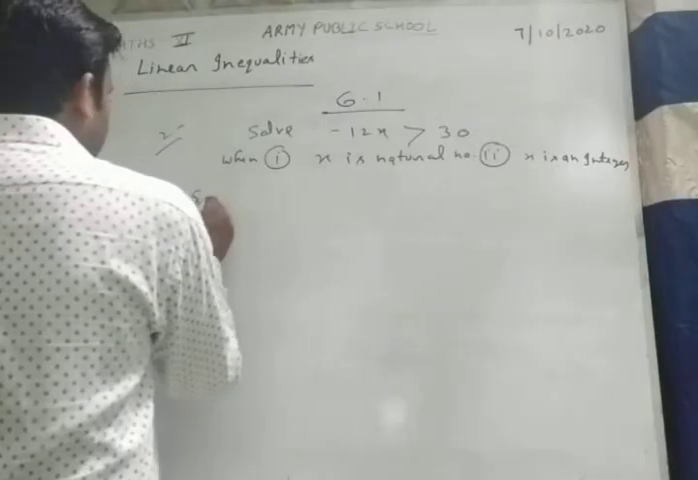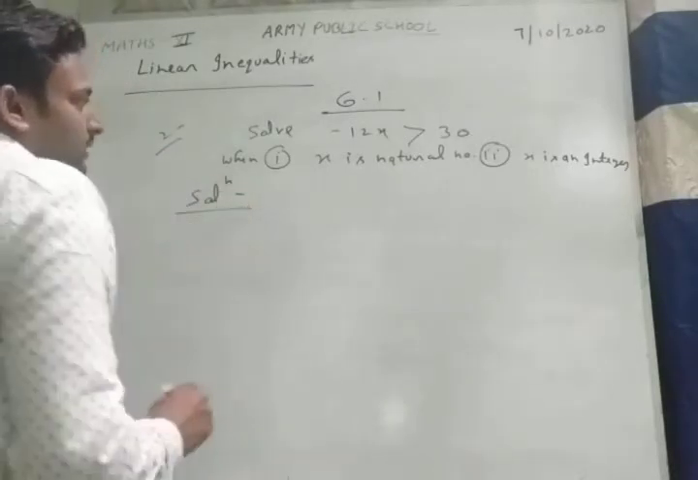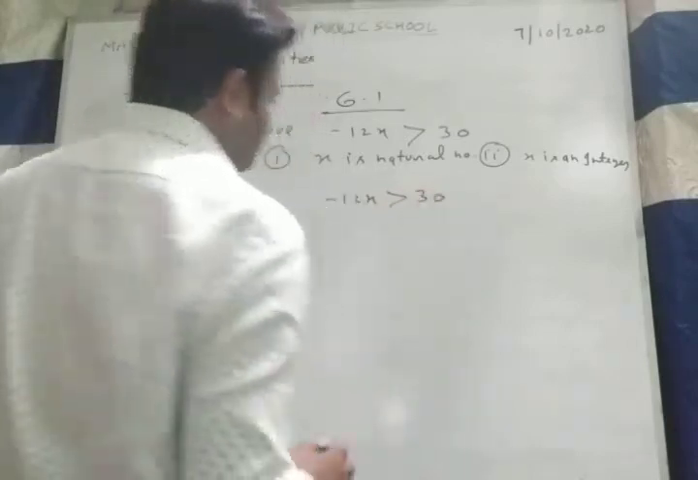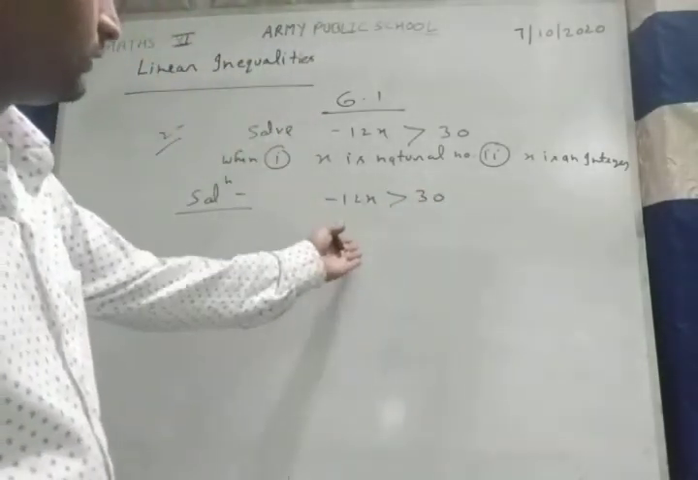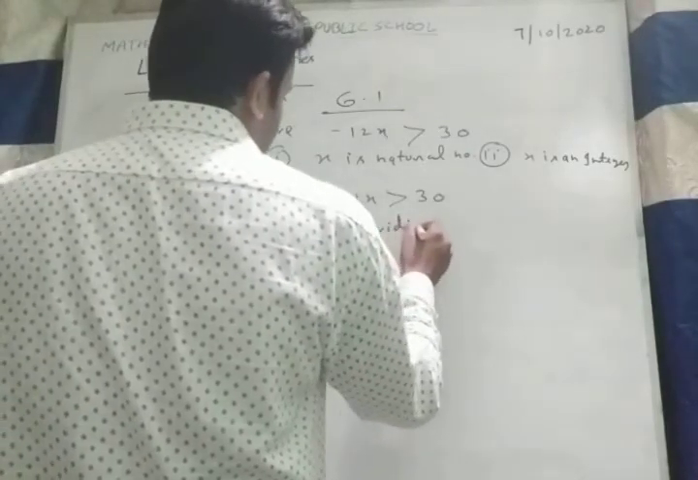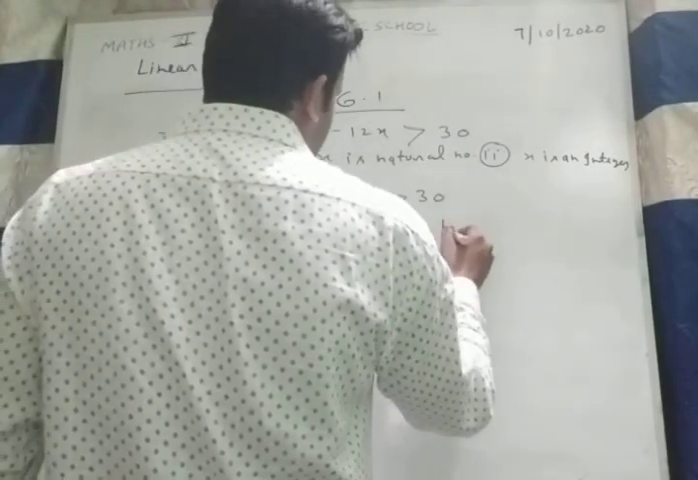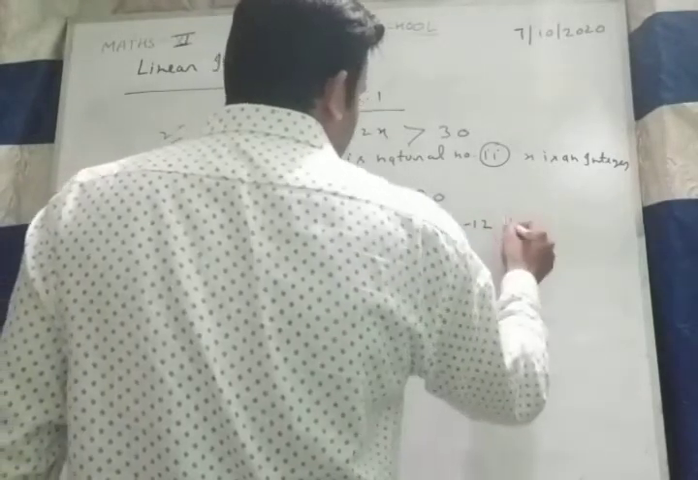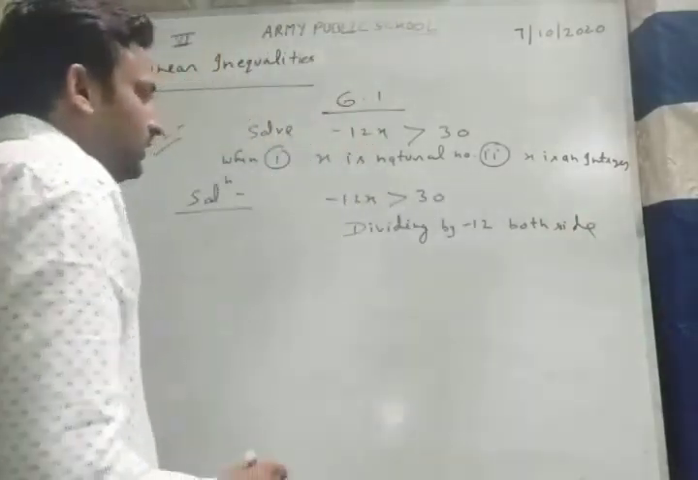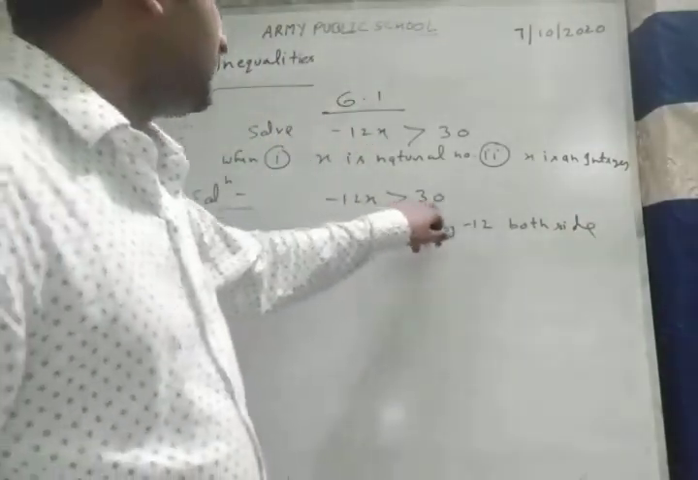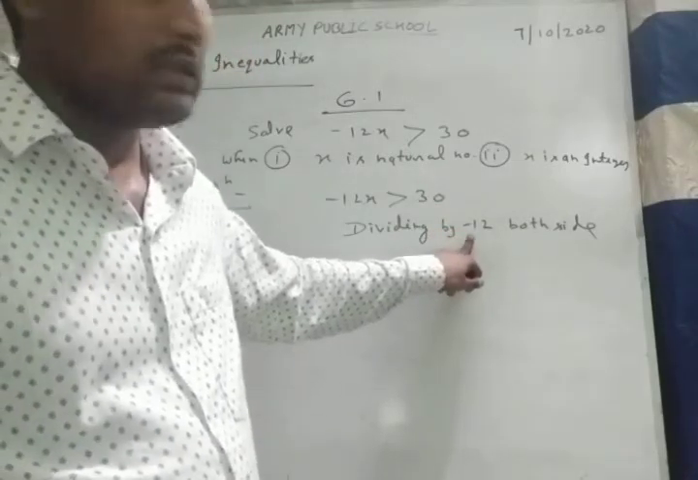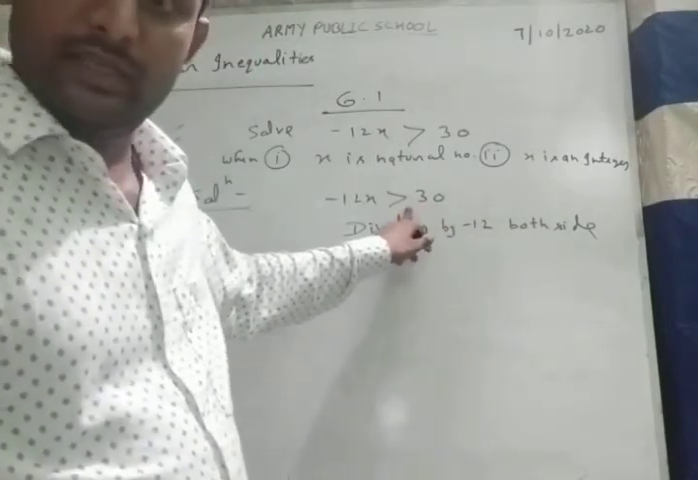Now see the solution. We are given minus 12x is greater than 30. So what will we do here? We will divide by minus 12 on both sides. Look, we are going to divide this inequality by a negative number. So what will be changed? The sign of the inequality will be changed.